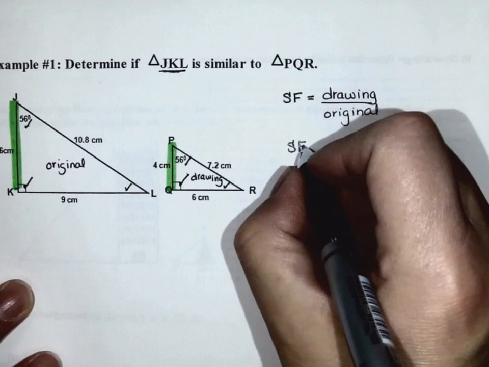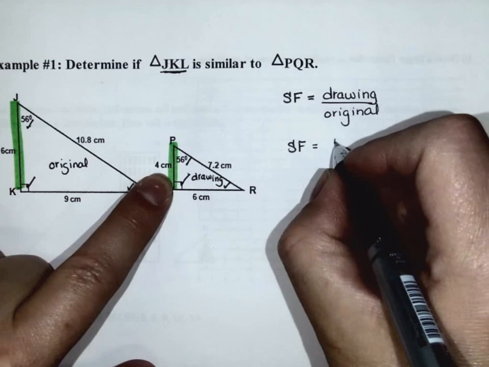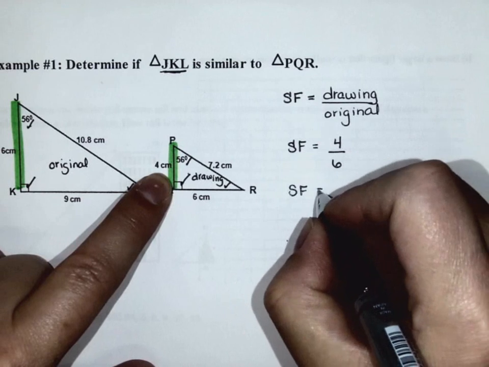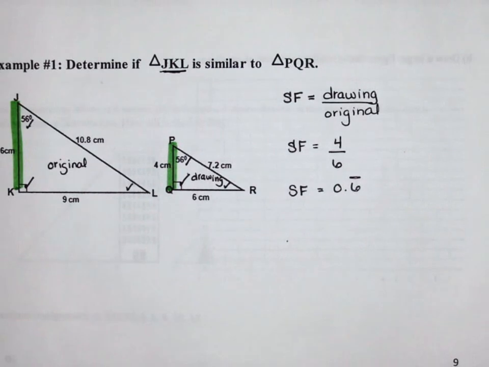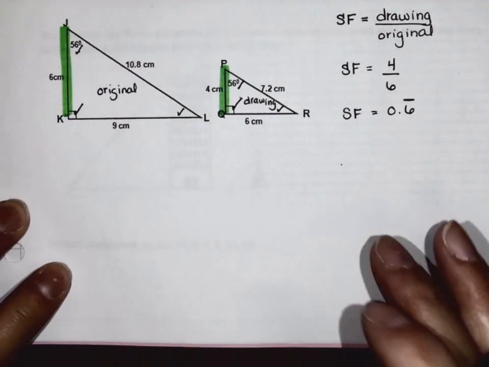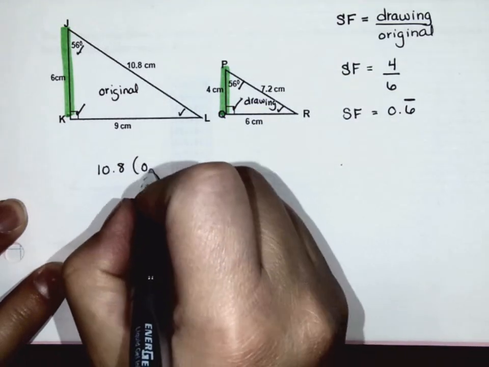All right, so the scale factor is 4 from my drawing over the original, which is 6. If I do the math on that, that's going to give me 0.6 repeating. It's going to give me 2/3 if I reduce that. I know 2/3 is 0.6 repeating. So in order to double check that all my sides are the same, I'm going to take 10.8 and I'm going to times it by the scale factor, which is 0.6 repeating.